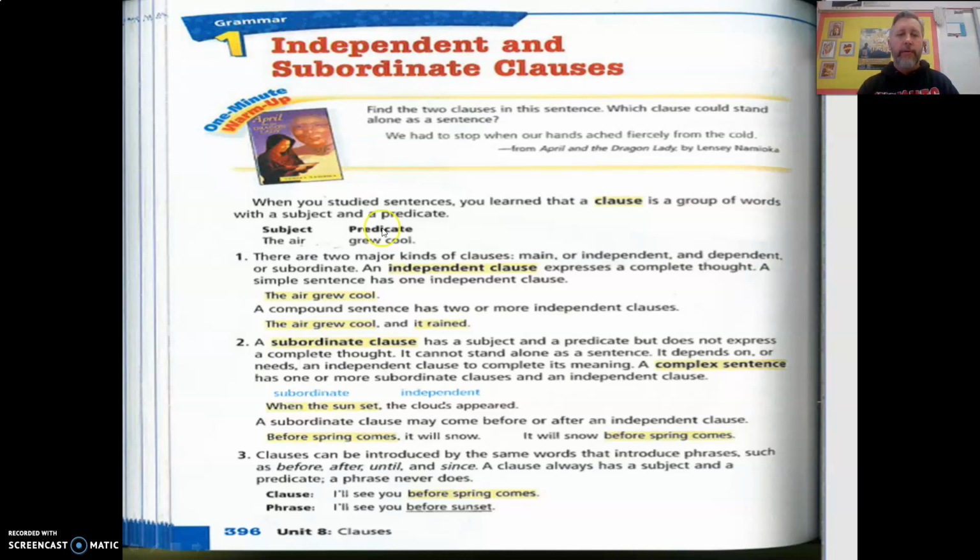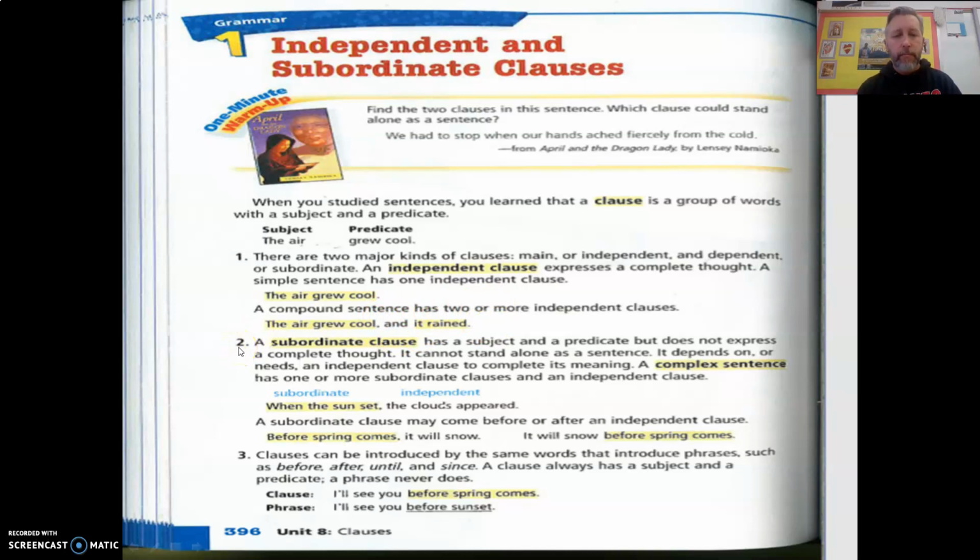All right. So number 1 here, the air grew cool. That's an independent clause. The air, subject, grew cool, predicate, stands alone as a sentence. A compound sentence has 2 or more independent clauses. Please note this example here under number 1. The air grew cool, comma, and it rained. So we have 2 independent clauses there combined with a conjunction. Conjunction junction, what's your function? That one in particular is comma and.